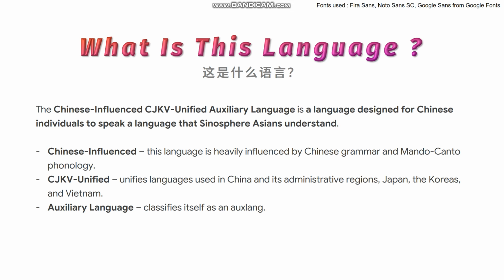CICJKVUAL is a language designed for Chinese individuals to speak a language that Sinosphere Asians understand. The term Chinese influence means this language is heavily influenced by Chinese grammar and Mando-Canto phonology. CJKV Unified means it unifies languages used in China and its administrative regions, Japan, the Koreas, and Vietnam. An auxiliary language means it classified itself as an auxline.